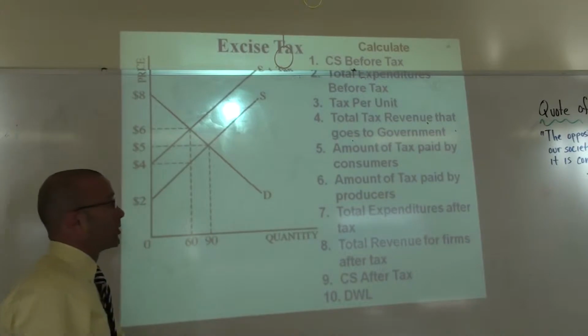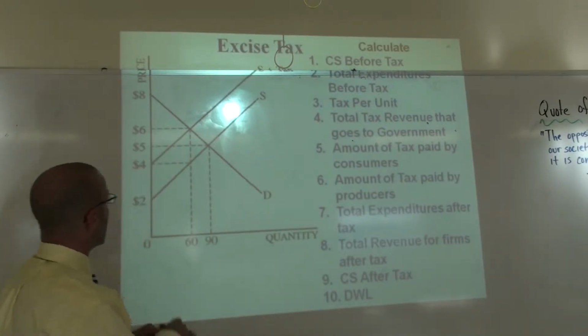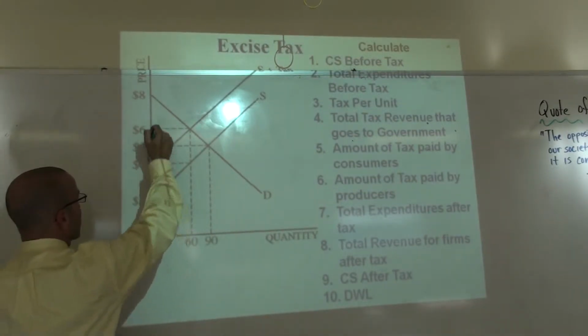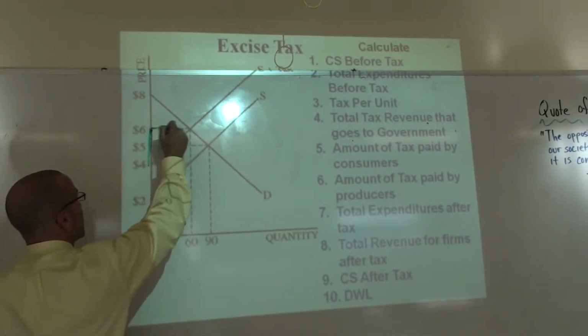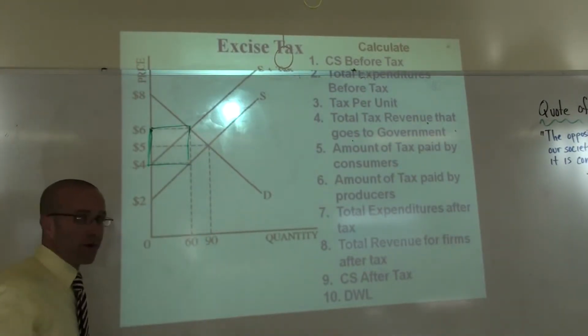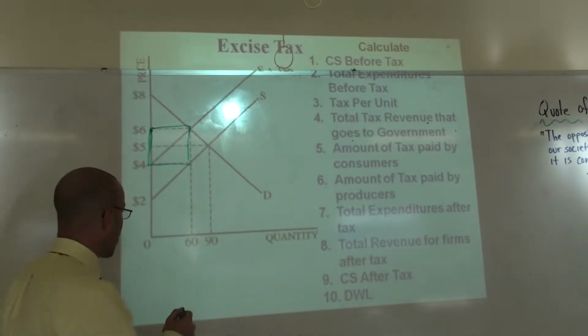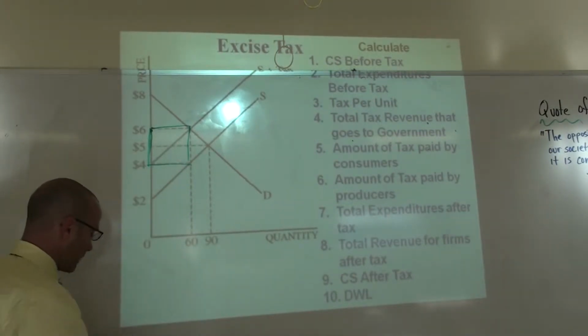All right, how much total tax revenue goes to the government? Well, if this is the vertical distance, that's the $2 of the tax, right? $2 times 60. There you go. There's the value of the tax, 120. 120 is the value of the tax.